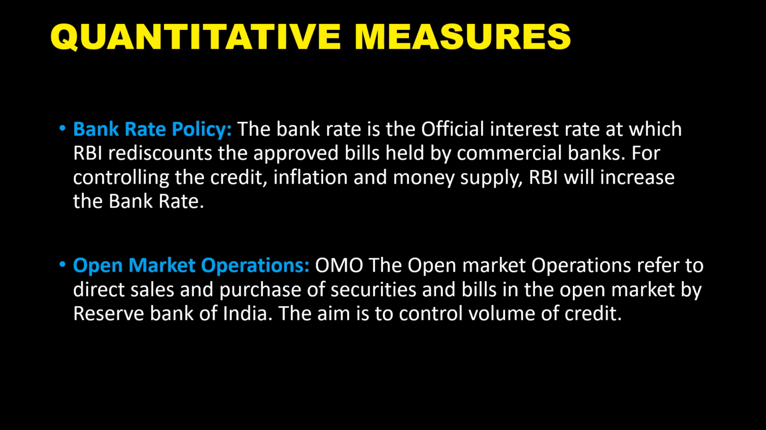If there is very little money circulation in the economy, to inject money into the economy, what will they do? They can purchase. Already they sold some securities, so they will repurchase them. They will give money to the public and purchase their securities. In that case, what happens? Money comes into the economy. That is open market operations.